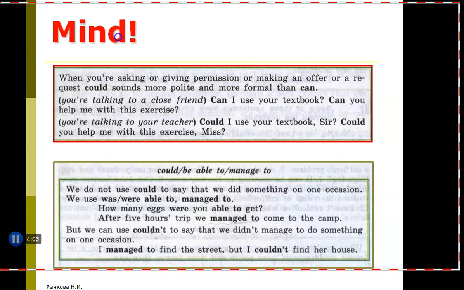Could and be able to have the same meaning. We don't use could to say that we did something on one occasion. We use was or were able to, or managed to. How many eggs were you able to get? After a 5 hour trip, we managed to come to the camp.